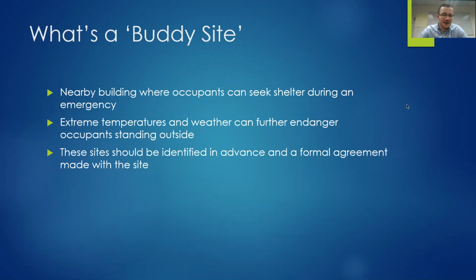These sites should be identified in advance and a formal arrangement made with the site. So we draw up a memorandum and send it to the site, and then all the building managers and property people involved sign off on it. We would like you guys to try and identify buddy sites near your campuses, places where potentially a large group of people could go in the case of an emergency. Once you have somewhere picked out, you can send it up to me in emergency preparedness, and I will work with Shoshana and Mark to get that approved and formally set up as a buddy site.